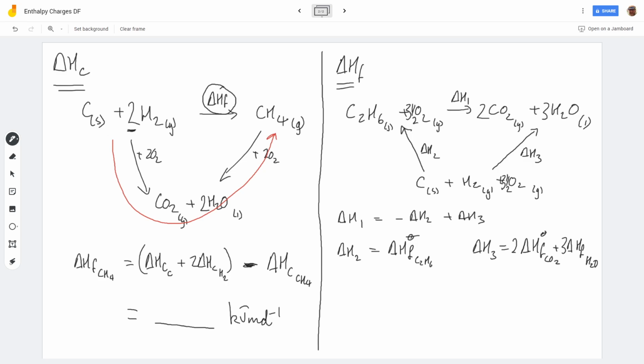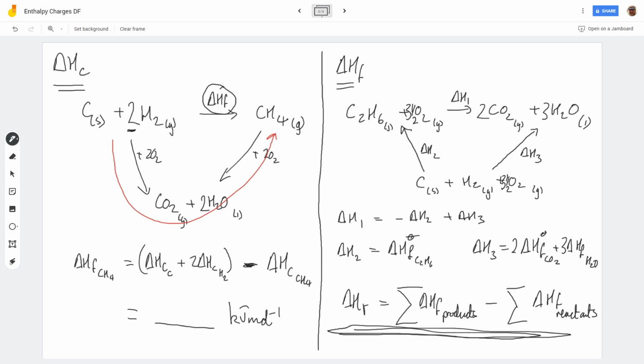Okay, or the other way this one is sometimes written is delta HR, so general enthalpy change of reaction, is the sum, so that big Greek letter sigma there is the sum of the enthalpy changes of formation of the products minus the enthalpy change of formation of the reactants. Okay, and that is kind of how that one is normally summed up.